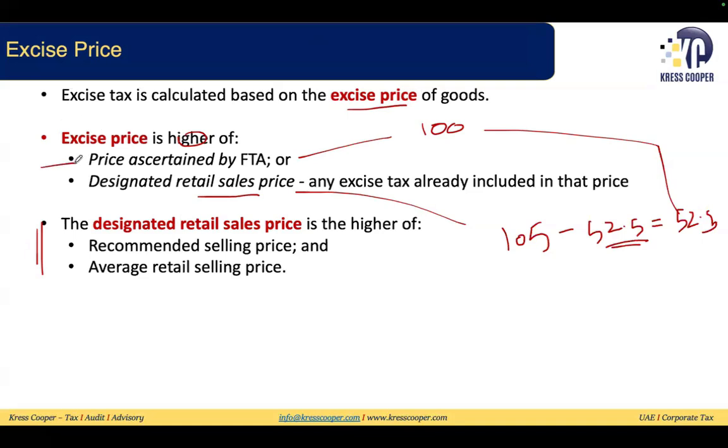The price ascertained by the FTA you can take from the FTA portal. But how will you calculate a designated retail selling price? Then you will be able to compare. The law says the designated retail selling price is the higher of what? The recommended selling price by the FTA or the average retail selling price, the higher of these.